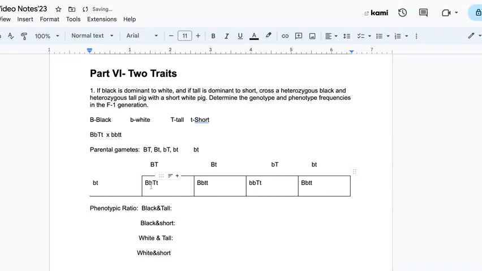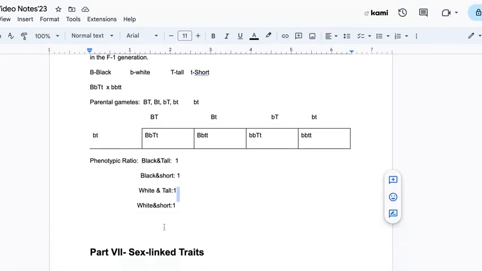Okay. And so if I go back in here, this box would be black and tall because it has one big B and one big T. So I have one of those. This box would represent a pig that's black and short. So that's one of those. This box would be a white pig that's tall. And this one would be, oops, I messed up my Punnett square here. Would be a white pig that's short. Okay, so my ratio is a 1 to 1 to 1 to 1 ratio.